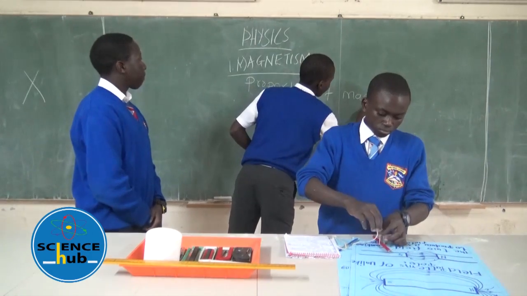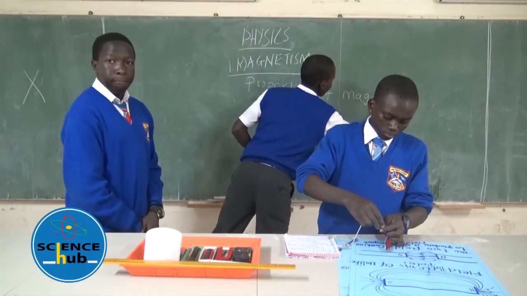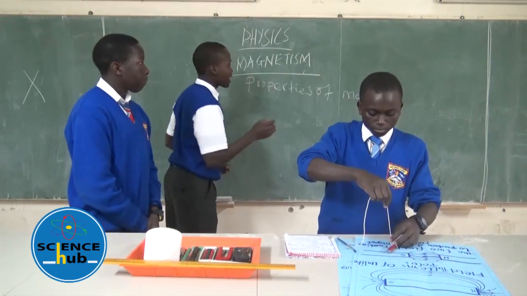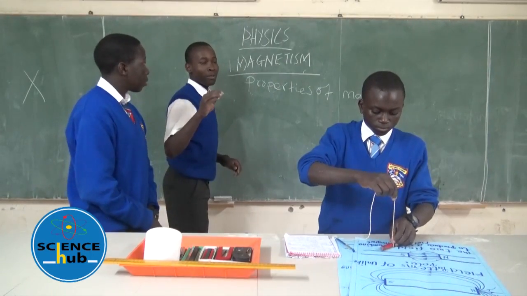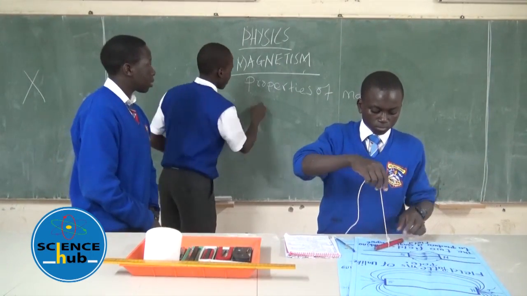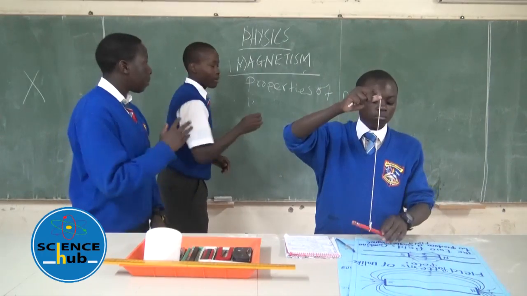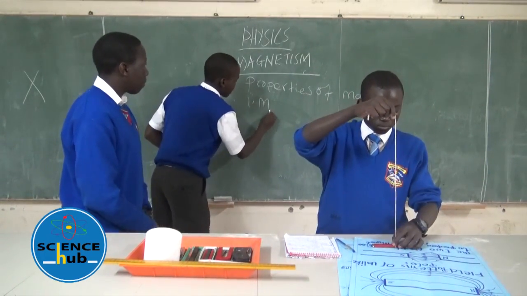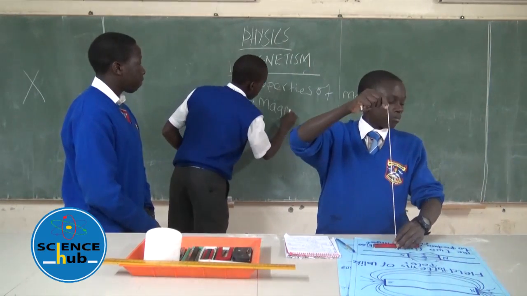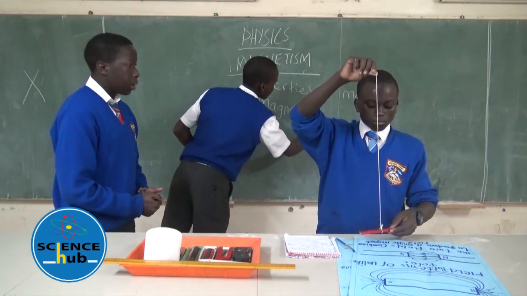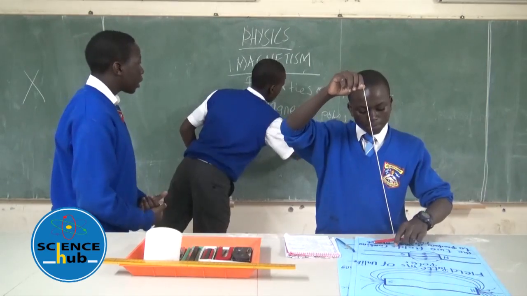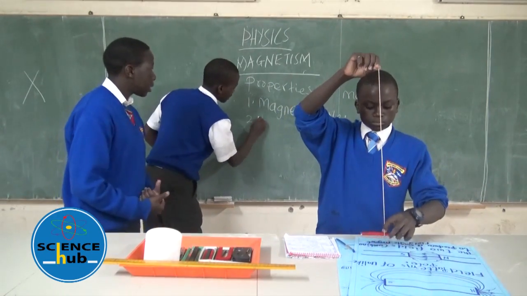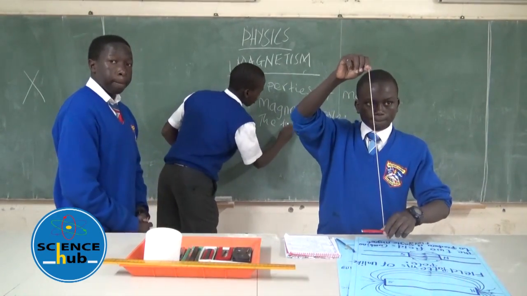the properties of a magnet, we have said that we have two fundamental properties of magnets. One of them is the magnetic poles. We also have the directional property.